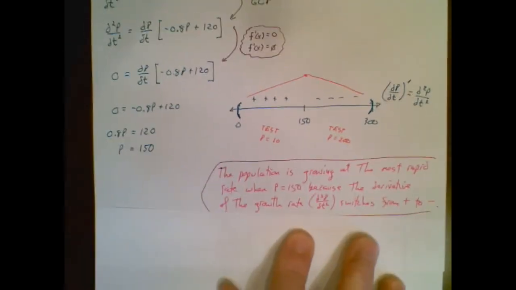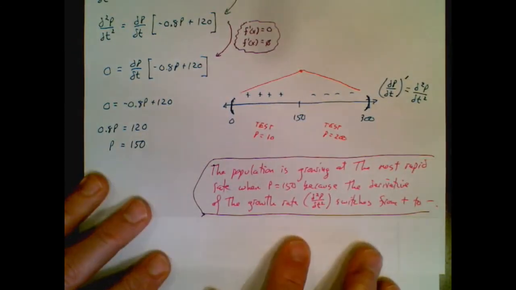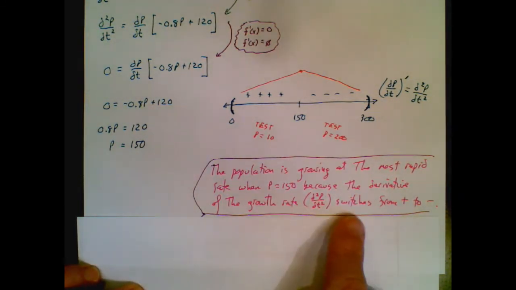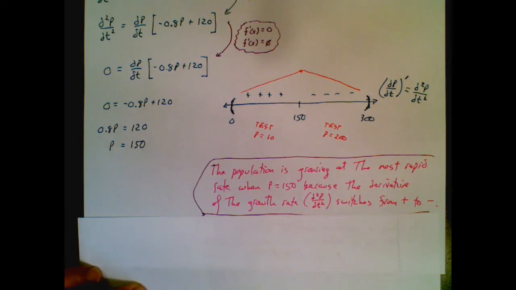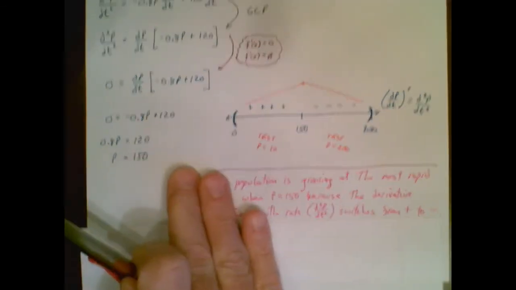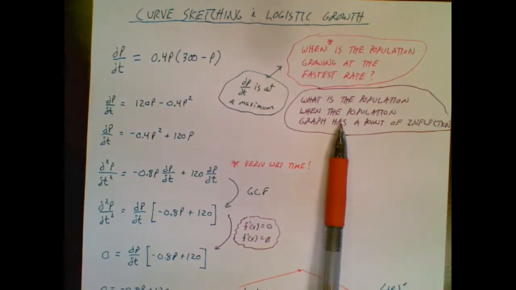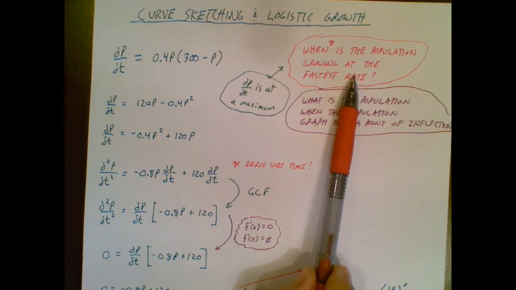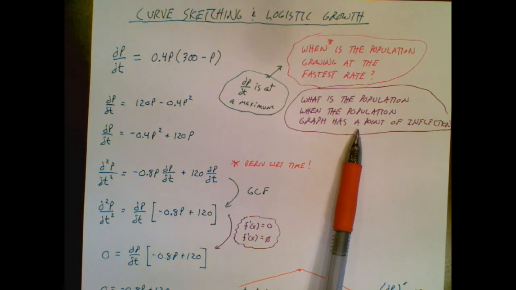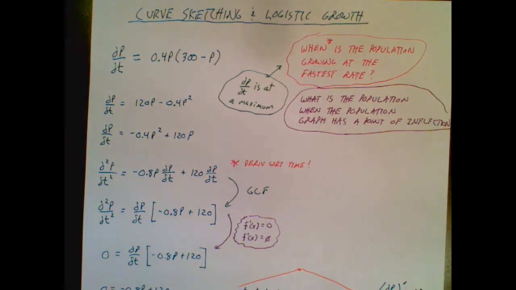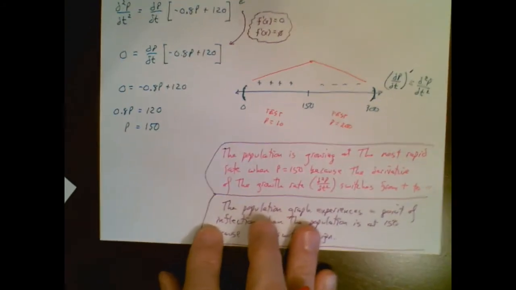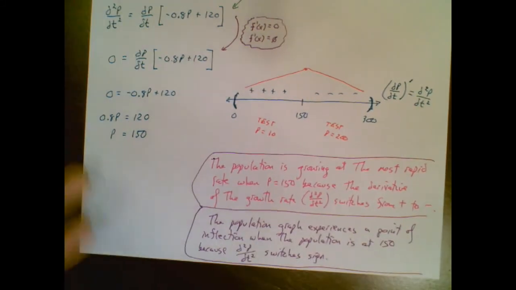Let me arrange this a little better. Okay. The population is growing at its most rapid rate at p equals 150 because blah, blah, blah. There's the AP justification for the lawyers. But keep in mind, we were also answering this question as well, because as I showed you from the graph, a population growing at the fastest rate is also occurring at a point of inflection on the population graph. Well, I would be doing the exact same thing, and I would just come to a different conclusion.